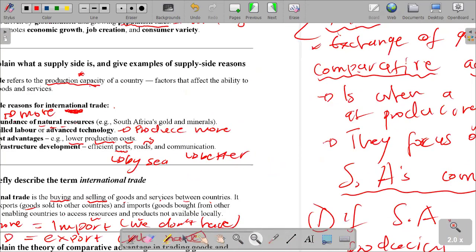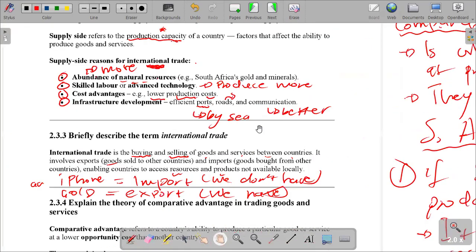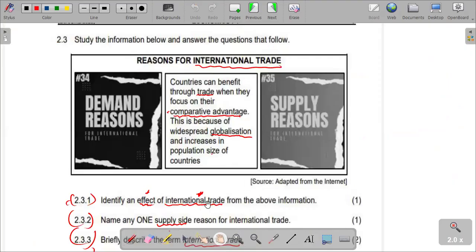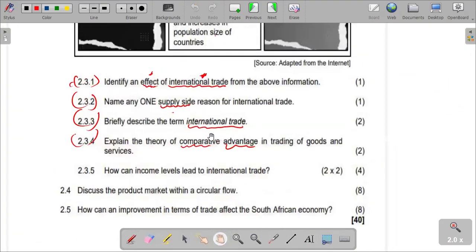Let's move on to our question. So that is what globalization is. As I said, you must focus on these words. Okay, let's move on to our next question.